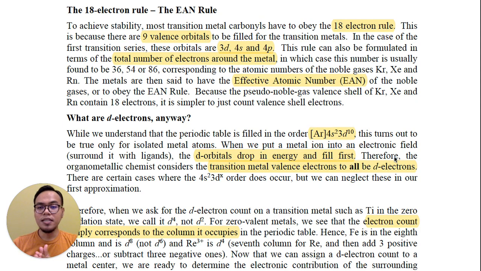Okay, so what are the electrons anyway? For the normal atom, isolated metal atoms, non-bonding metal atoms, the normal configuration would be Ar, argon, as you can see here, 4s2 3d10. But when you complex a metal with ligand, the energy of your d orbitals will be dropped. So that's why it is safe for us to say that the valence electrons are going to be filled in d orbitals of your metals.